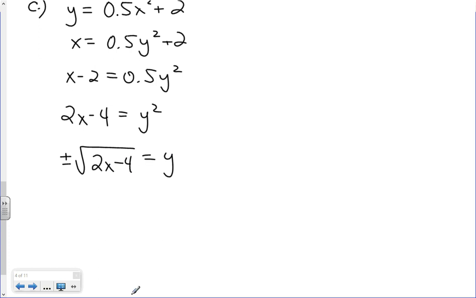And now you can see why this is not a function. If I plug in one value of x, this says to calculate this square root and write down both the positive and the negative answer from that, plus or minus. All right, so let's grab our calculator and sketch this. They wanted us to do that.